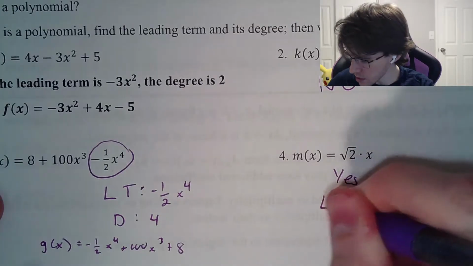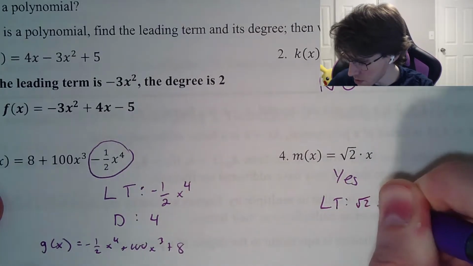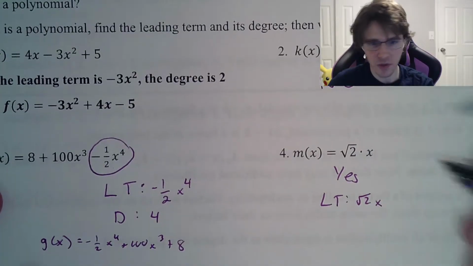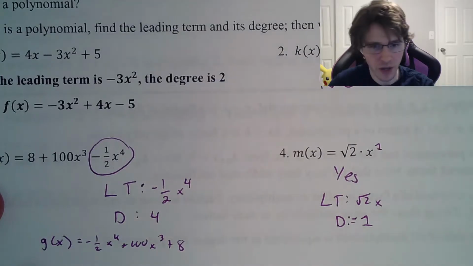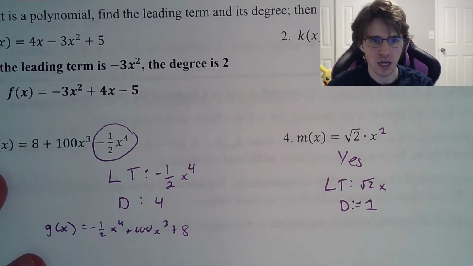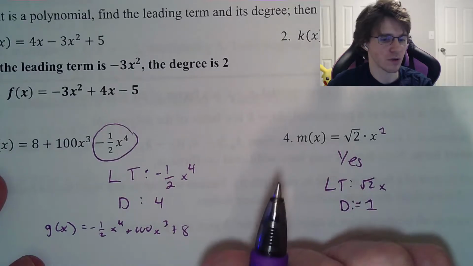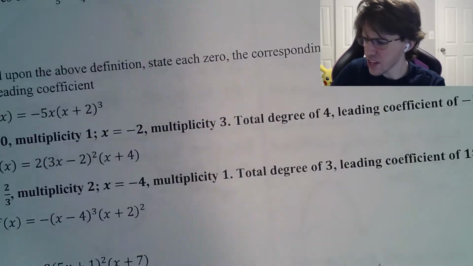The leading term here is actually the only term in this one. There's just the 2x there. And the degree, remember there's an invisible 1. So there's that invisible 1 there. That's why our degree is 1. And it's already in standard form, so I'm not going to rewrite it.